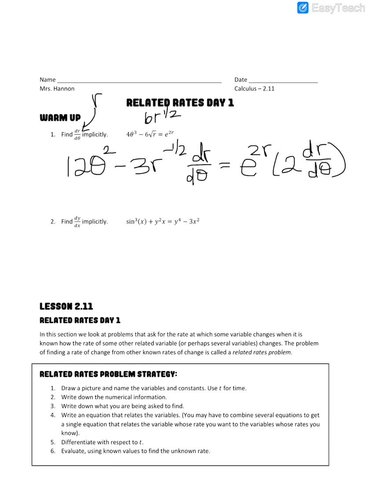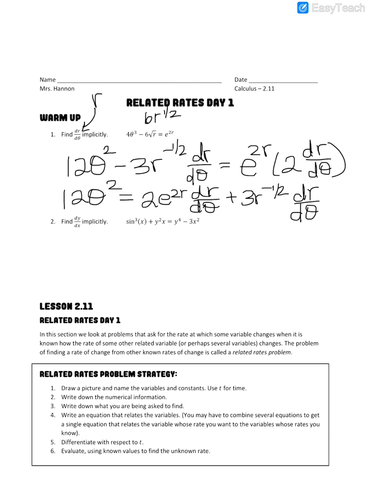All right, now we just need to isolate our variable. So we're going to bring all the dr d thetas over to the right, so there's only one thing over here. Okay, so this will be 2e to the 2r dr d theta plus 3r to the negative 1/2 dr d theta.